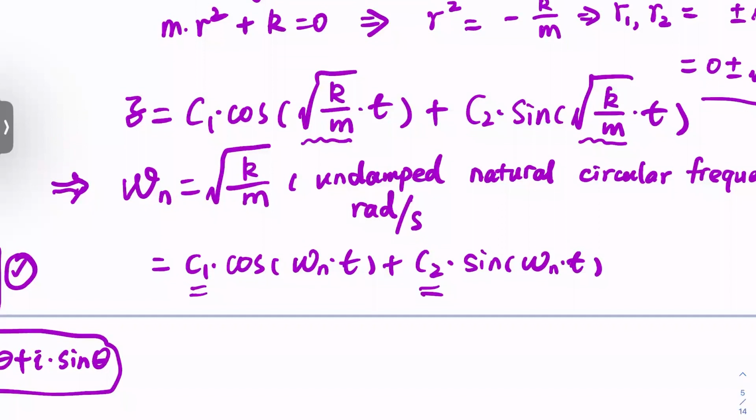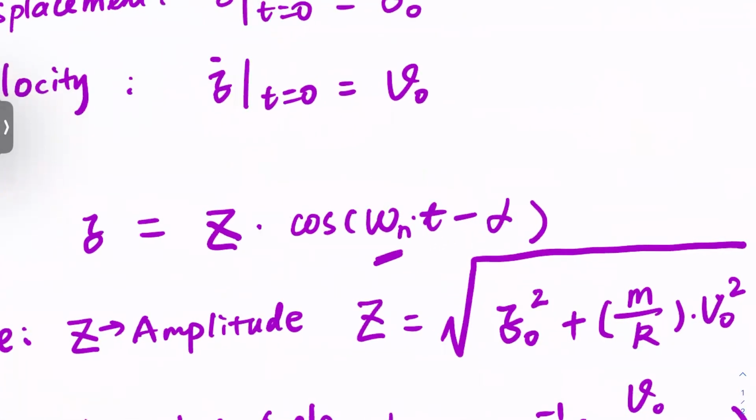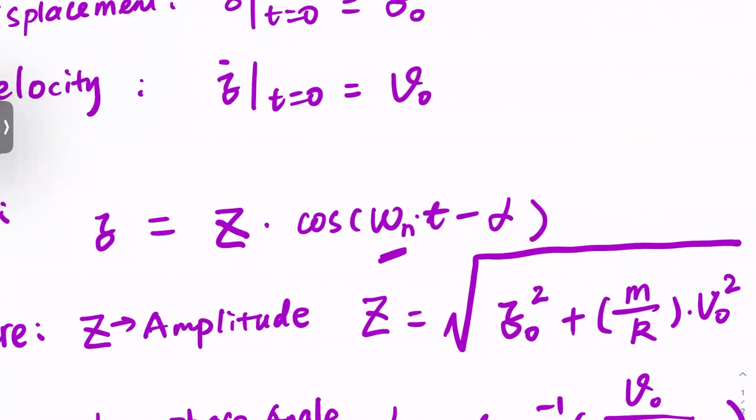Cosine 0 is 1, sine 0 is 0. You solve for C1, solve for C2, and after you solve C1 and C2, you just combine those two together. And the reason I want to get this is to apply a little trick to combine those two together to make one elegant thing.